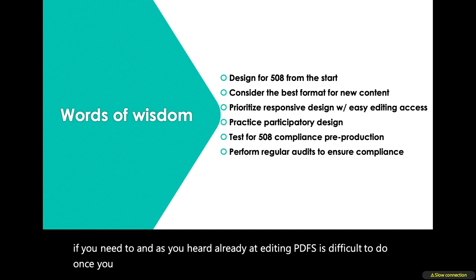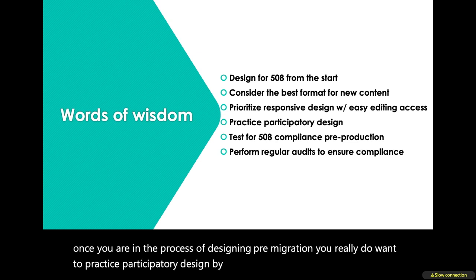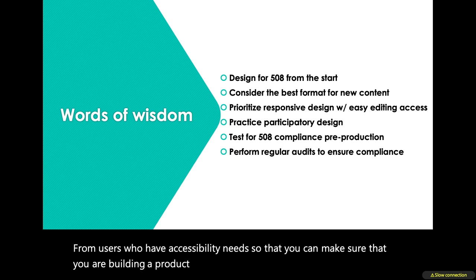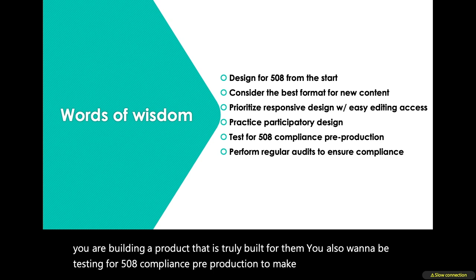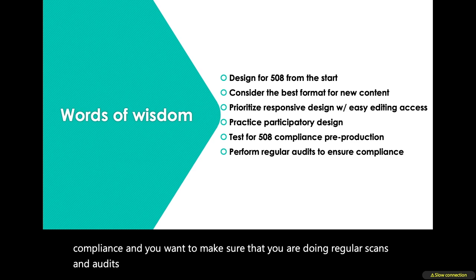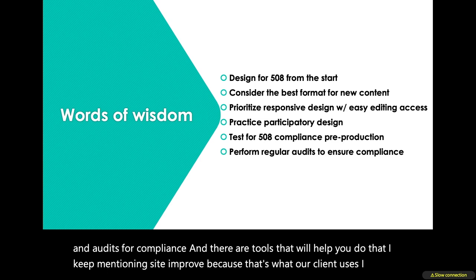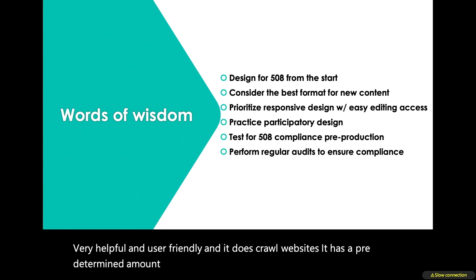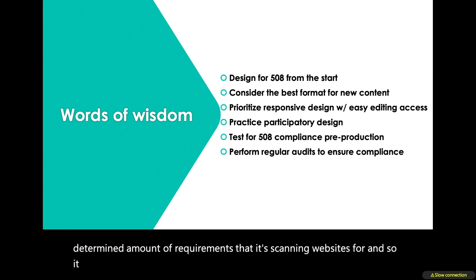Once you are in the process of designing pre-migration, you really do want to practice participatory design by collecting feedback from users who have accessibility needs so that you can make sure that you are building a product that is truly built for them. You also want to be testing for 508 compliance pre-production to make sure that you're in compliance, and you want to make sure that you are doing regular scans and audits for compliance. And there are tools that will help you do that. I keep mentioning Site Improve because that's what our client uses. I hadn't used it before, and I do find it very helpful and user-friendly, and it does crawl websites. It has a predetermined amount of requirements that it's scanning websites for, and so it will automate that process for you.